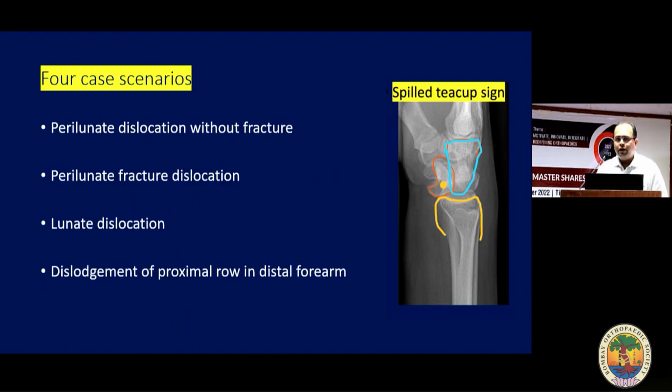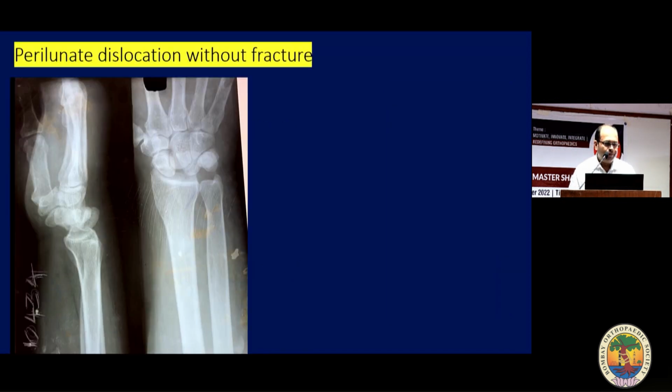Then I would like to talk about four important case scenarios in radiology. We either deal with a perilunate fracture dislocation, a perilunate dislocation without fracture, a simple lunate dislocation, or dislodgement of the proximal row into the distal forearm. How do we see that on X-ray?